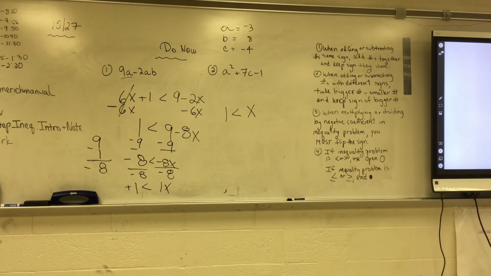If you have a variable with a negative coefficient, you are multiplying or dividing by a negative coefficient to get the variable by itself. Remember, you must, the F word, flip the direction of the inequality. Let me show you what I mean here.